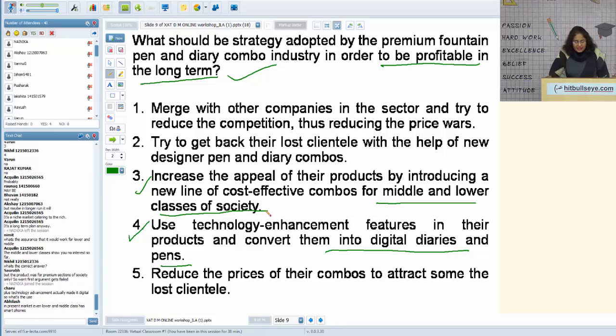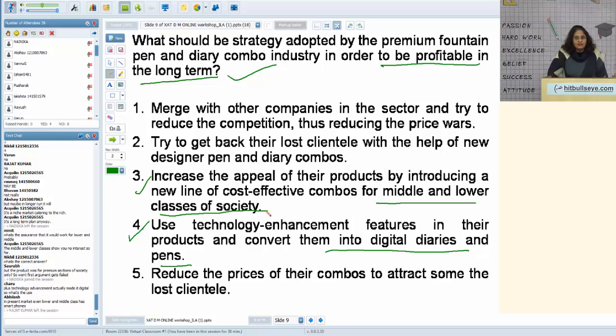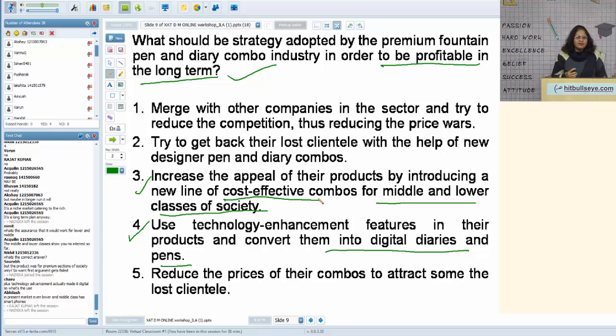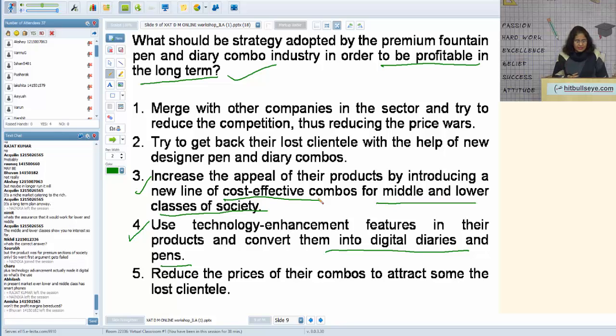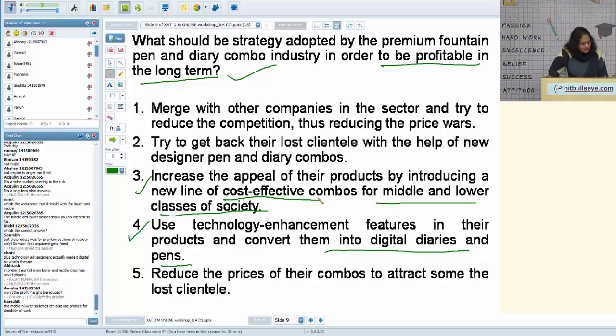Increase the appeal of the product by introducing a new line of cost effective. Again, a very important term. For it to be profitable, we are not investing too much there, but just introducing a new line at a cost effective price, maybe not at 6,000 rupees, because definitely that is not going to work with the mid and the lower segments. A slightly more economical, reasonable cost for the middle and the lower classes. Does it make sense?